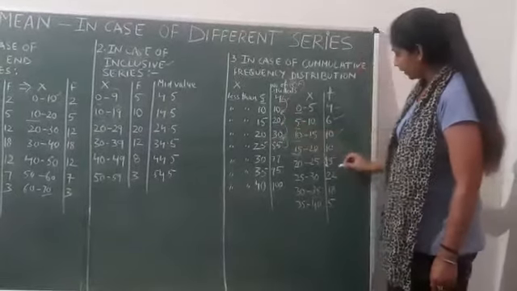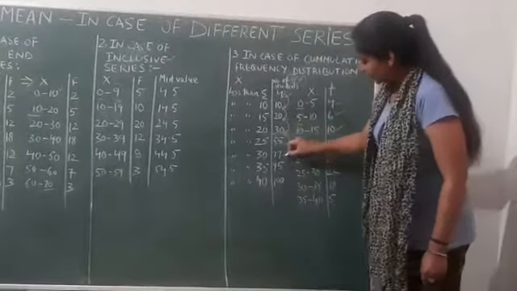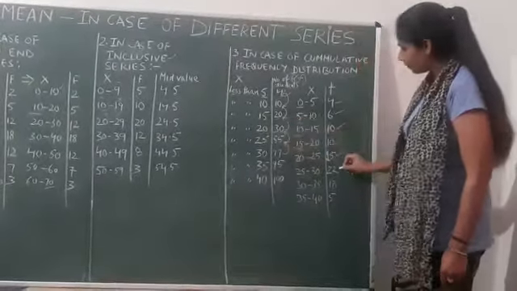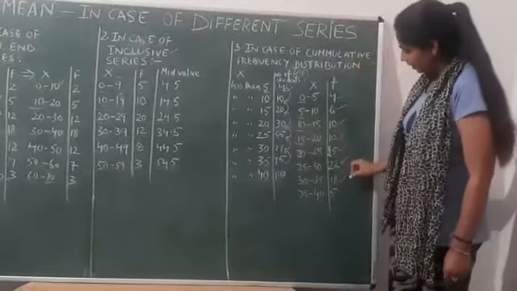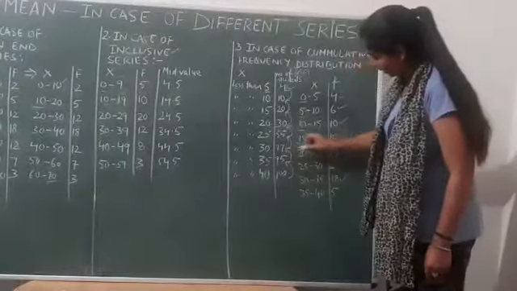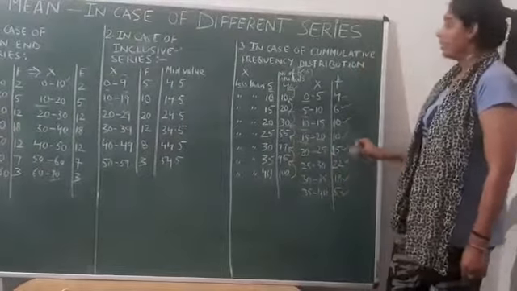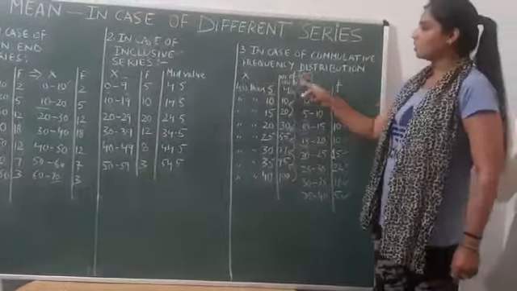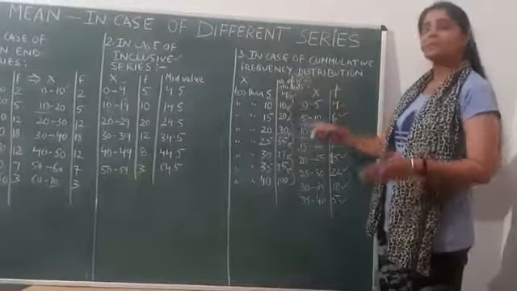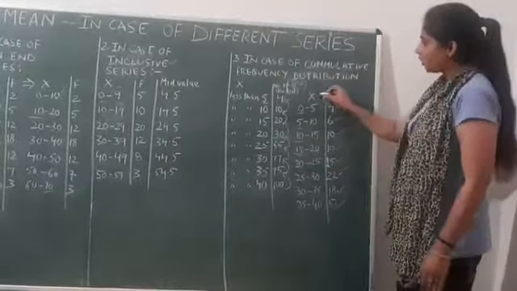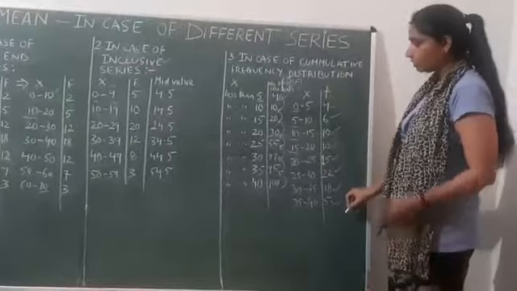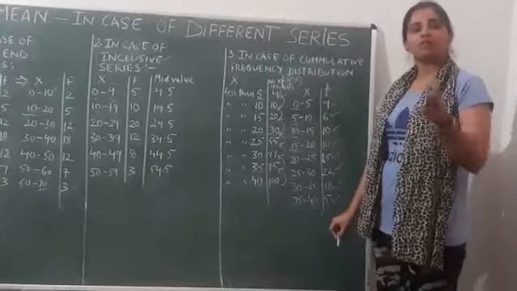55 minus 30 is 25. 77 minus 55 is 22. 95 minus 77 is 18. And 100 minus 95 is equal to 5. Now, we have transformed the cumulative frequency series into a simple continuous series or simple exclusive series. So, after this, we will take the mid value and then we can carry on the numericals with the formulas we have already done.